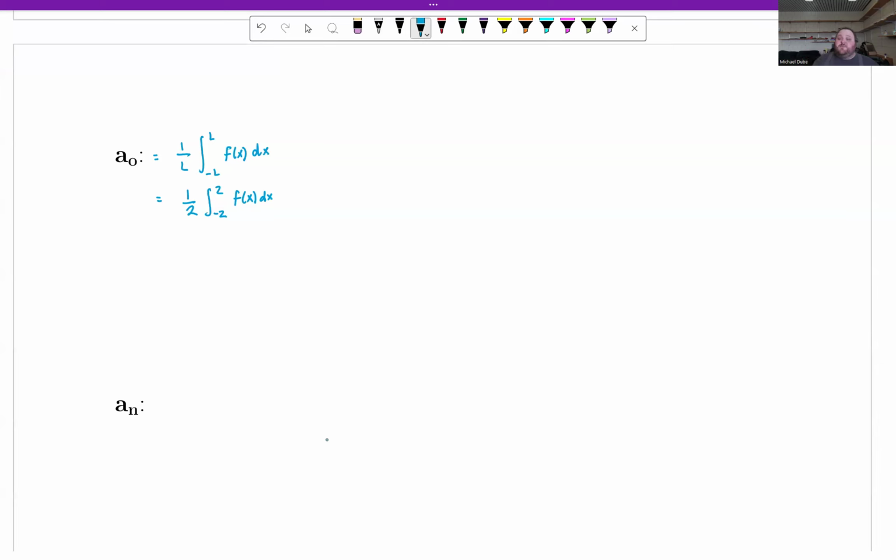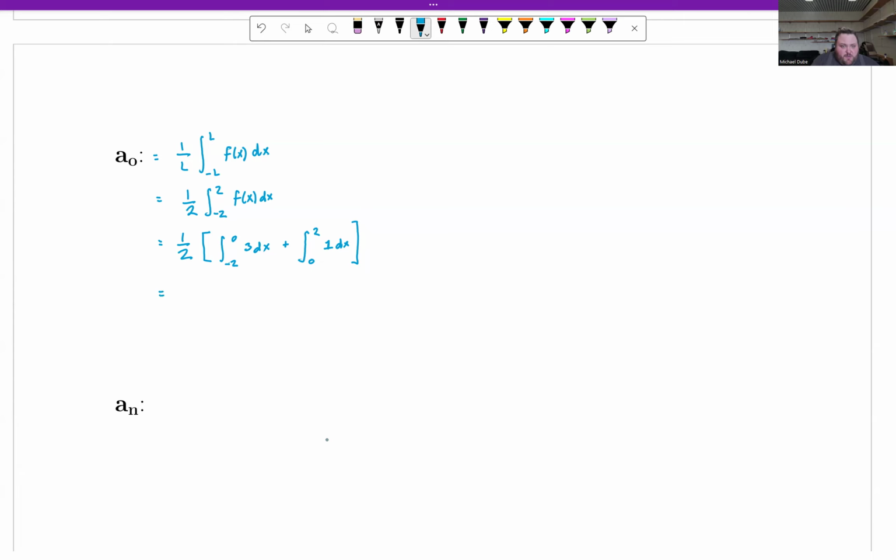Now, f of x is a piecewise function, so where there's a discontinuity, we have to break it up. And so this would become 1 over 2 times the integral from negative 2 to 0, the height is 3, dx, plus the integral from 0 to 2, and the height is 1, dx. So all we've done here is break our piecewise function up into its two pieces because it has a different height at those various pieces.